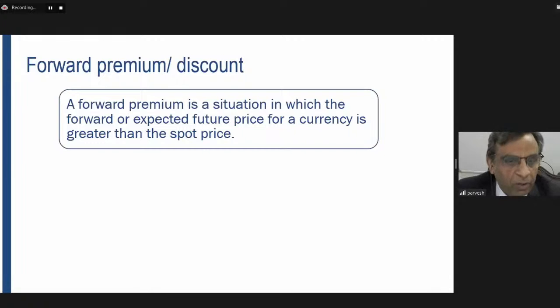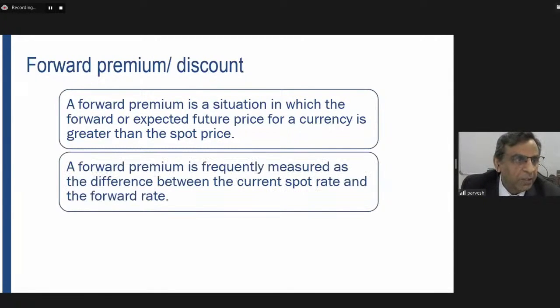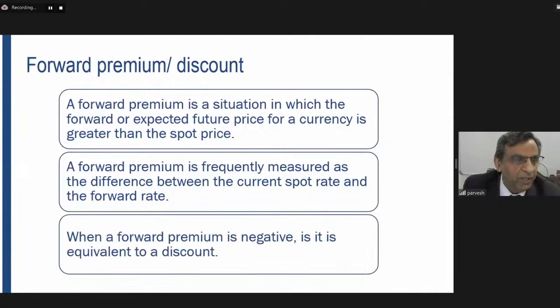We know that a forward rate will carry either a premium or a discount. A forward premium is a situation in which the forward or the expected future price for a currency is greater than the spot price. So the forward rate is more than the spot rate. A forward premium is frequently measured as the difference between the current spot rate and the forward rate. Suppose the full quote is given to you, you subtract the current spot rate from the forward rate, and you know the premium. When the forward premium is negative, it is equivalent to a discount. So either the currency will be trading at a discount in future, or it may be traded at a forward premium.